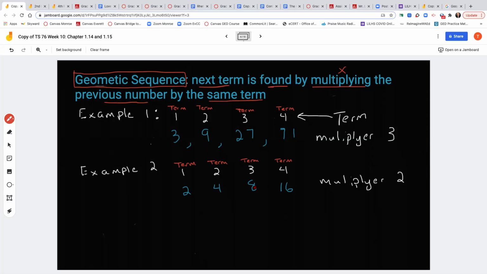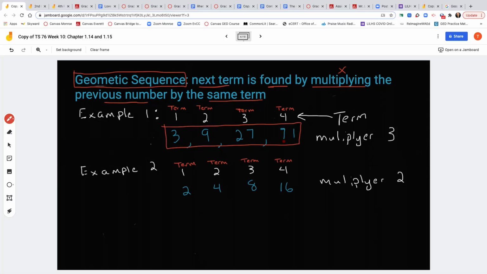Okay, I'm going to talk about what's on the screen here. So we've got a sequence of numbers. This is the actual sequence right here. 3, 9, 27, 71. Okay. How did I get from 3 to 9? 3 times 3 is 9. 9 times 3 is 27. 27 times 3 is 71.